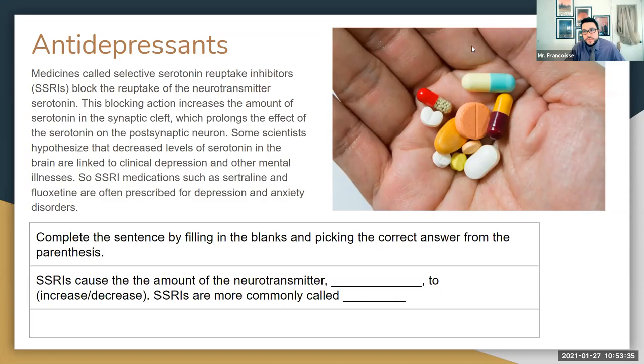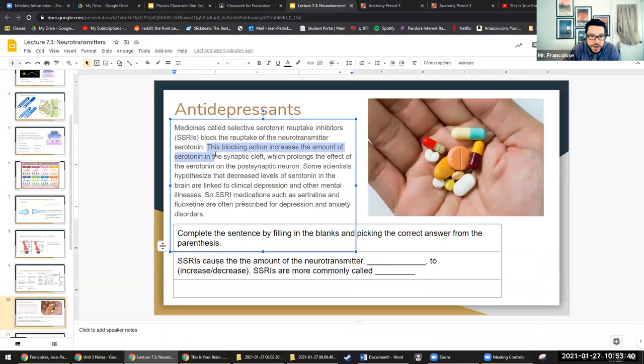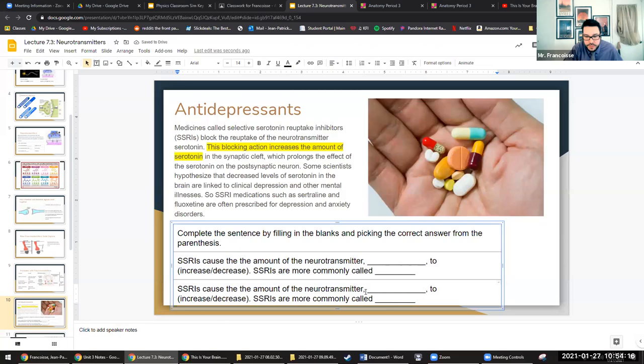So let's take a look. So I think most of this is kind of described in this area right here. So when we have these inhibitors, what they do is they prevent serotonin from going away. So if it doesn't go away, it's stuck in that spot. So we can say it increases. So what we can do here, we can just kind of copy this over and then just replace. So it causes the amount of serotonin to increase.